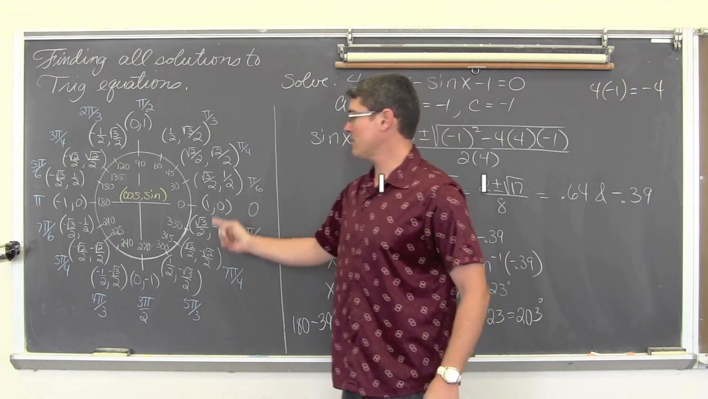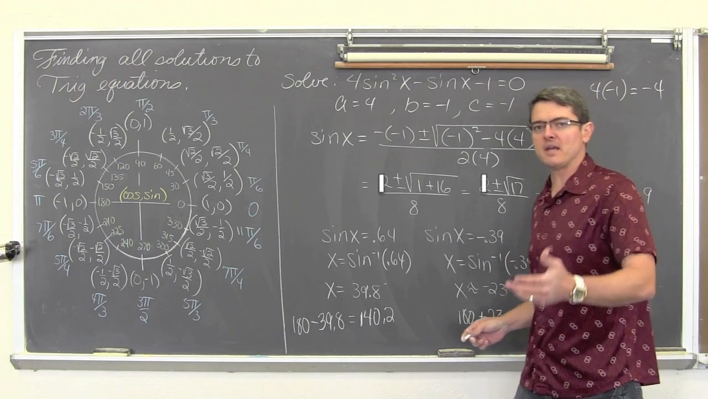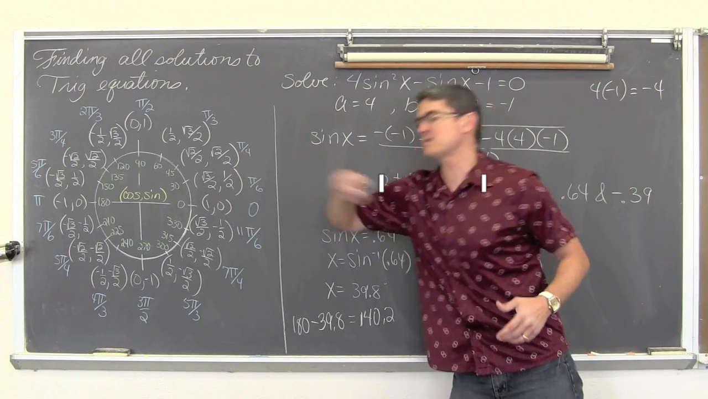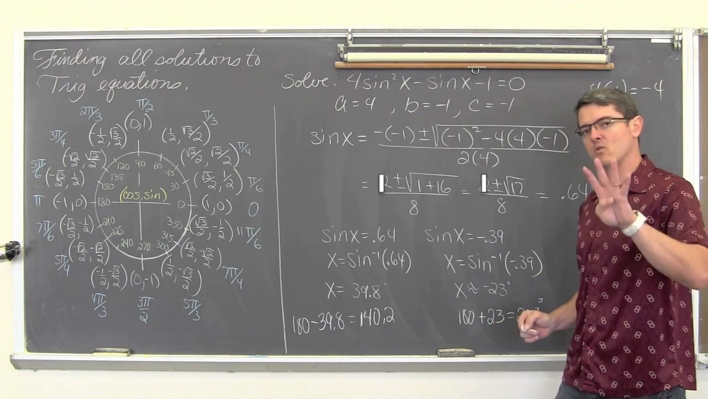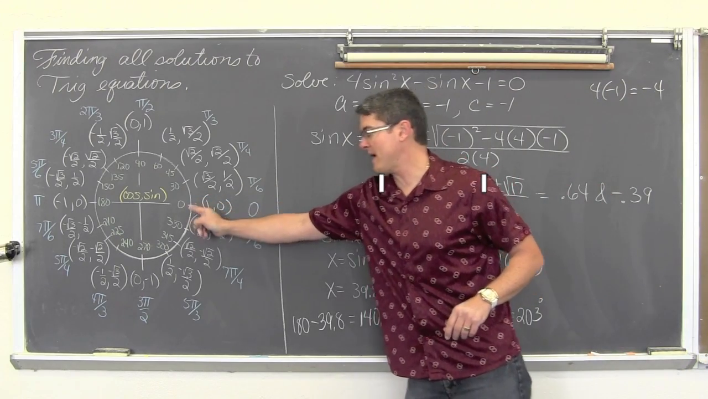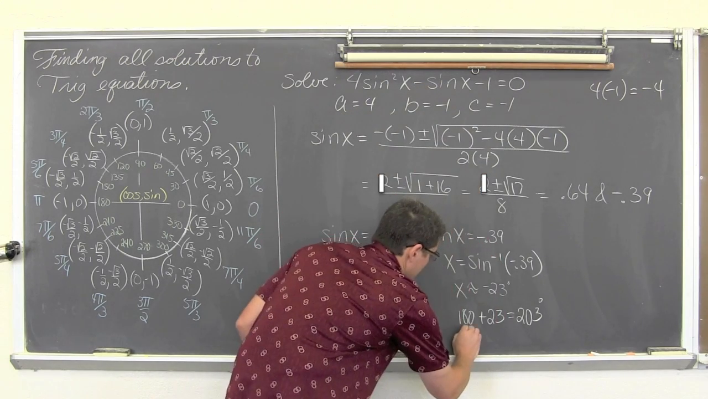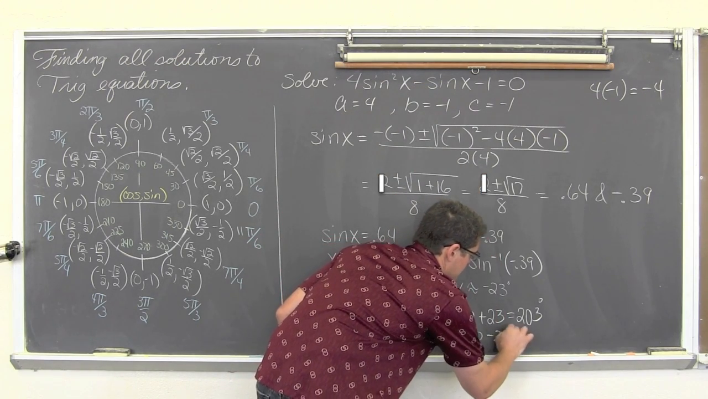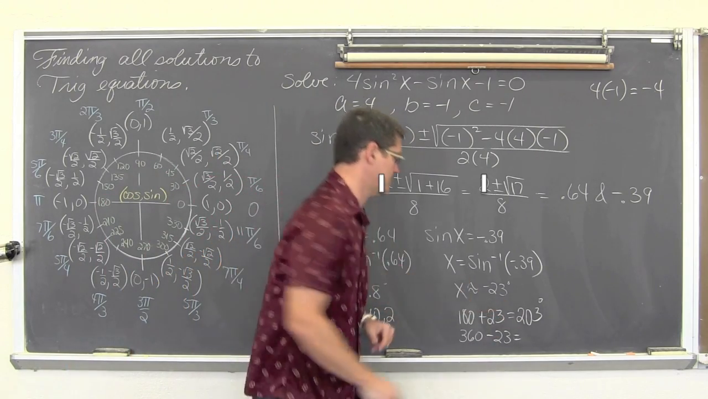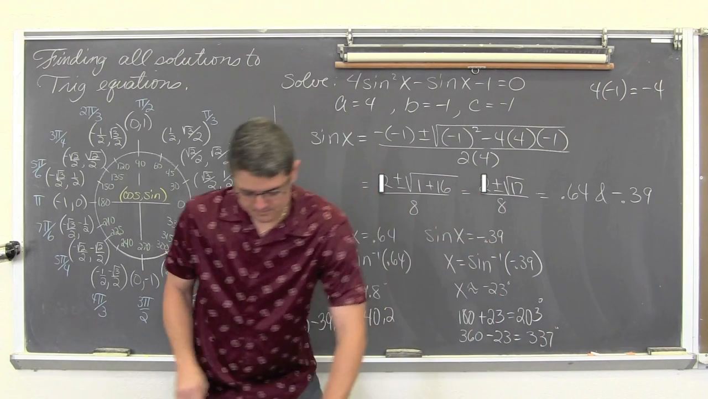And I want an angle in quadrant 4 that also has this reference angle of 23 degrees. Remember, reference angle is an acute angle, and it's the number of degrees the terminal side is away from the x-axis. So I want something in quadrant 4 because sine is negative in quadrant 4. That's 360 degrees. I want to back up 23 degrees and get 360 minus 23, which should be 337. Now, just double check that.